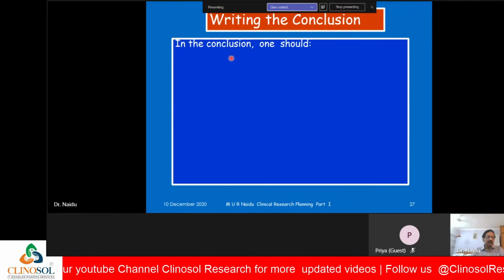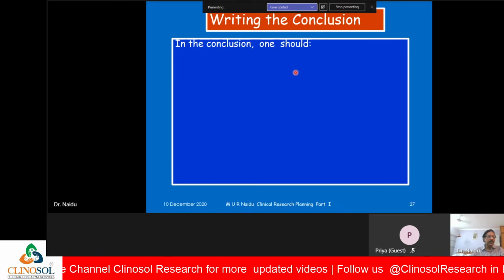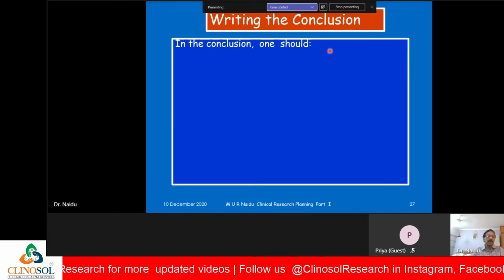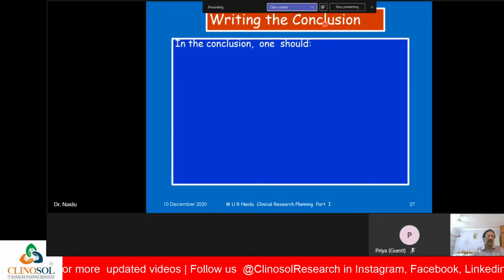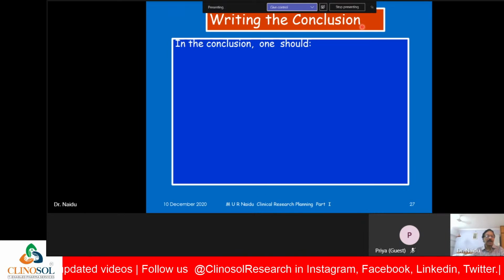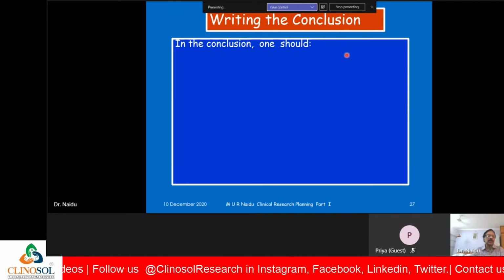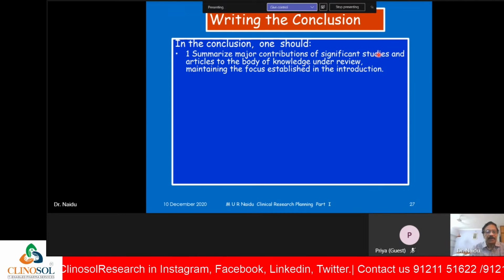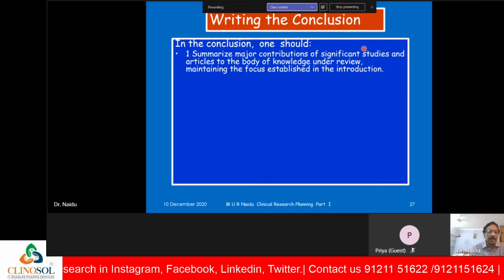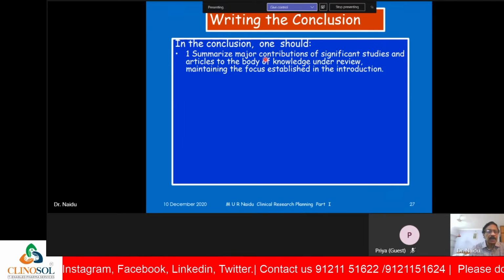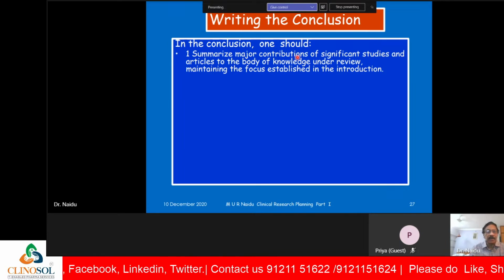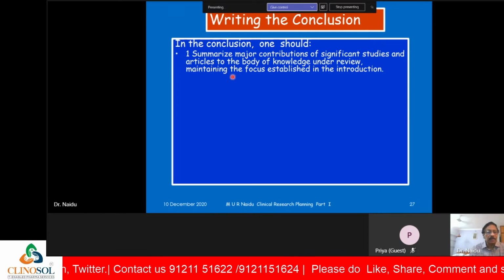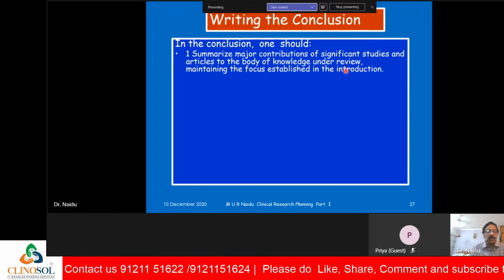Then the conclusion is very important because many people don't have much time. They want to know that your literature review is properly done, so they simply see your conclusion. So one should be very careful in writing the conclusion, about what it should contain. Summarize the major contributions of significant studies. You met 100 publications; you take 4 or 5 which are really significant in contribution, and the articles in the body, maintaining the focus established in the introduction.